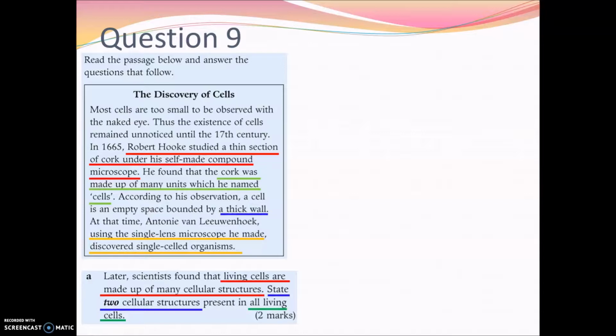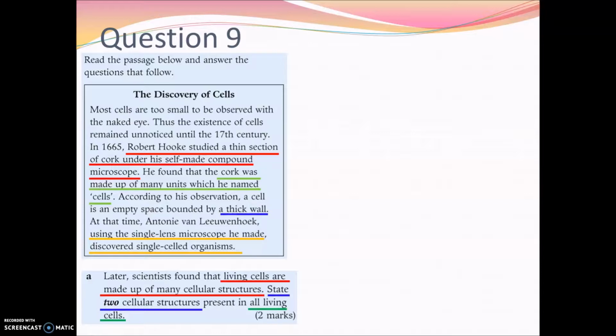For the red part, Robert used his own self-made compound microscope to observe the cork cells, and he found many units that make up the cork, so that's why he named them cells. But later on, we know that Robert was actually only observing the cell walls, not the whole cells. And for the orange part, other scientists used the single lens microscope to discover single-celled organisms.